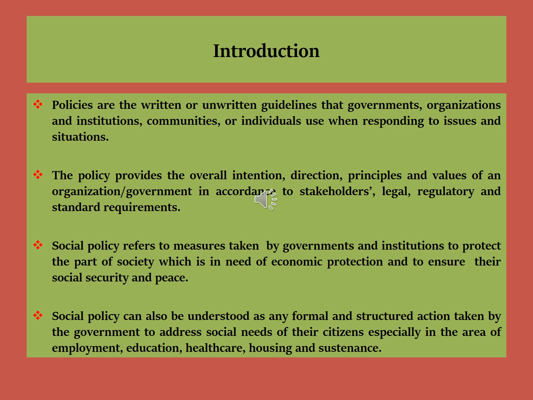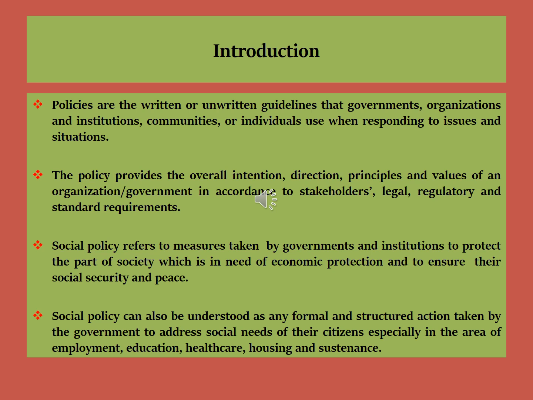What then is a social policy? A social policy now refers to measures taken by governments and institutions to protect that part of society which is in need of economic protection and to ensure their social security and peace. In other words, when we talk about social policies, we now mean certain undertakings that government and institutions have committed to do in order to protect individuals that might be of various needs. This could be children, the elderly, marginalized groups, and persons with disability, among others.